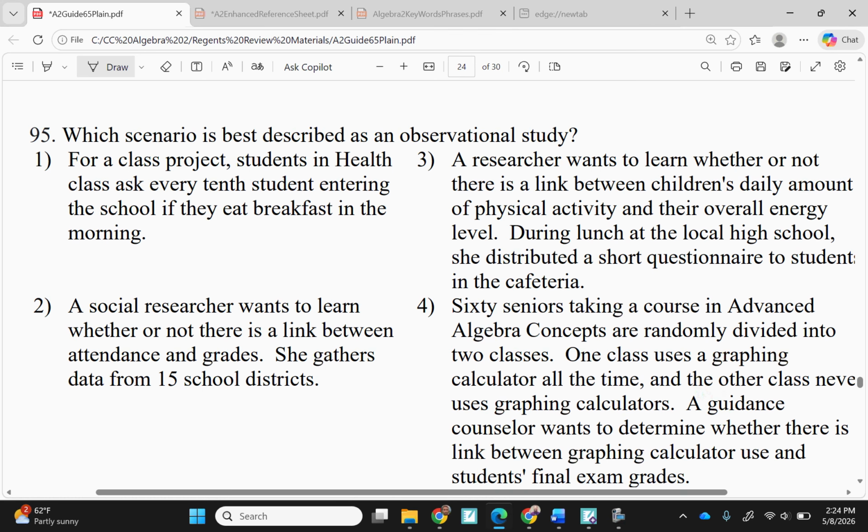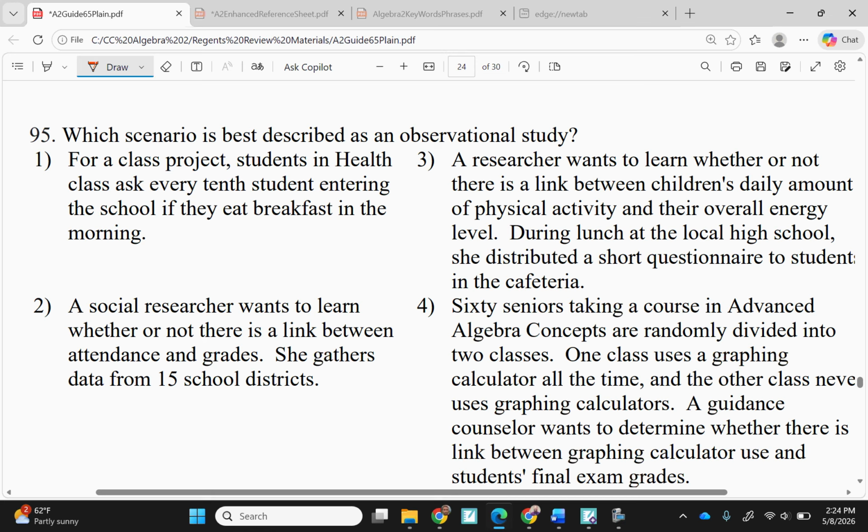Observational study, here we go. A survey, you're asking questions. An observational study, you're observing. You are not giving any of the groups anything. Whereas a controlled experiment, you are separating into a treatment group and a control group, and you're administering a treatment to the treatment group.